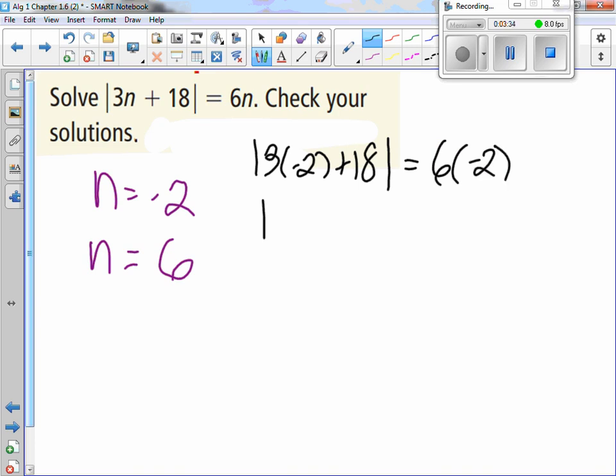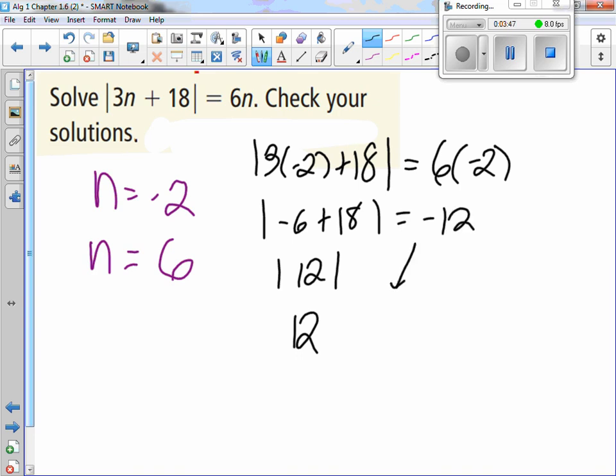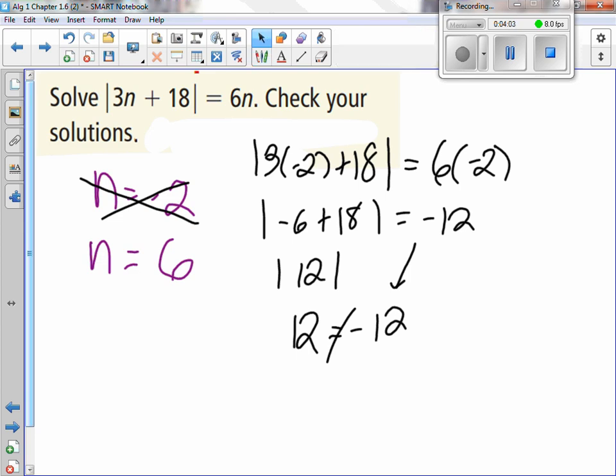Well, 3 times negative 2 is negative 6. Plus 18 is 12. The absolute value of 12 is 12, yes? Well, this gives us negative 12. That's not correct, is it? Because there's nothing that's going to make the negative 12 positive. So what does that tell us? That tells us n equals negative 2 does not work. It doesn't work. Okay? Questions on this here? All right.